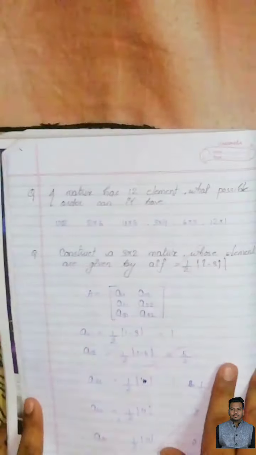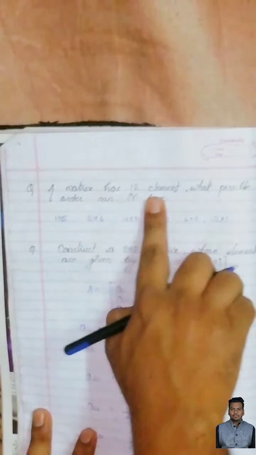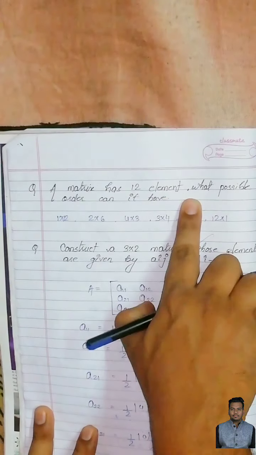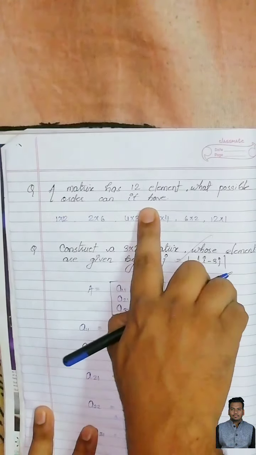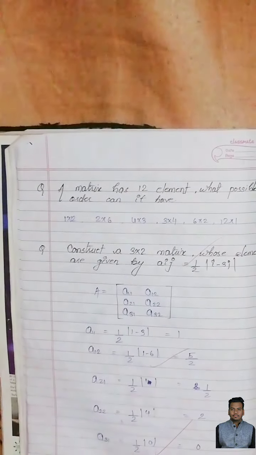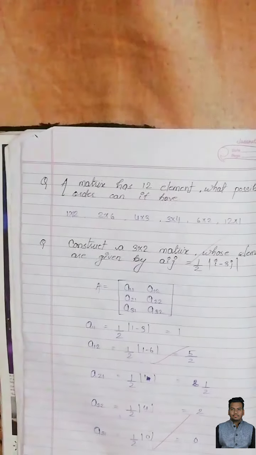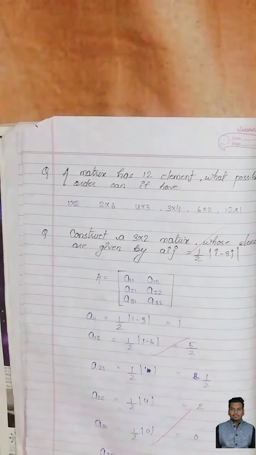Okay, now taking a question into account. Here it is given: a matrix has 12 elements. What possible order can it have?